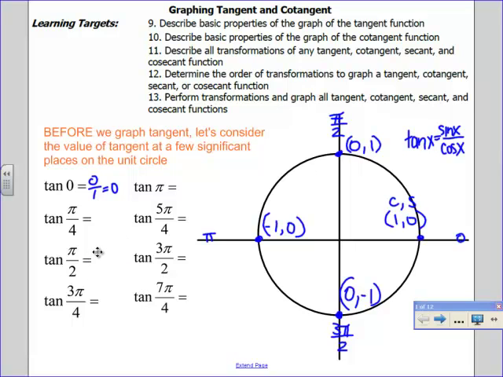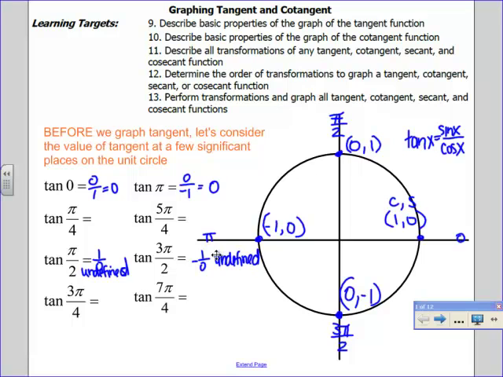Tangent of pi over 2 would be 1 over 0, which is undefined, which we have seen enough times to hopefully recognize that that is going to be an asymptote on our graph. Tangent of pi would be 0 over negative 1, which is going to get us 0 yet again. And tangent of 3 pi over 2 would be negative 1 over 0, which again is undefined.